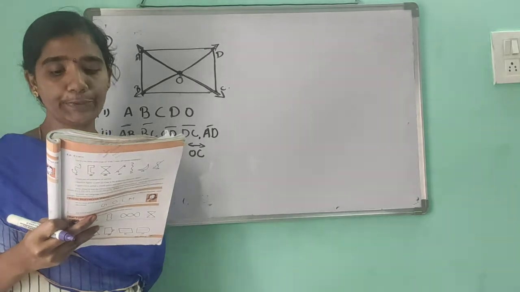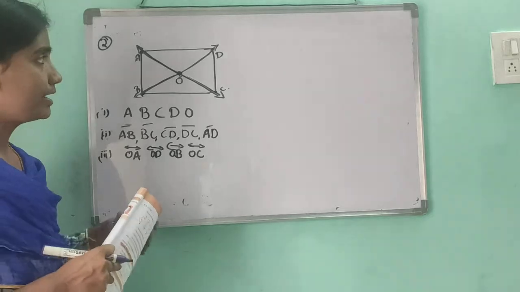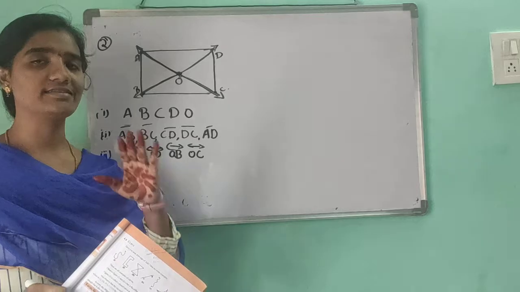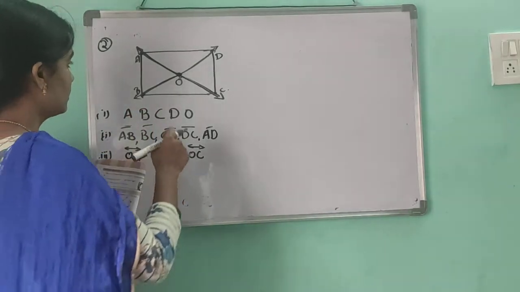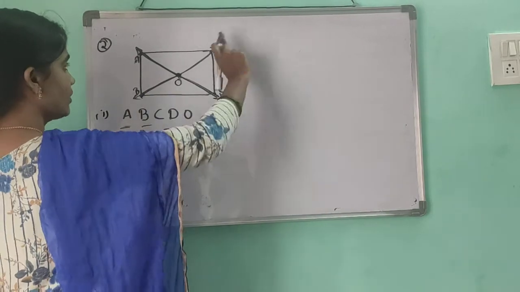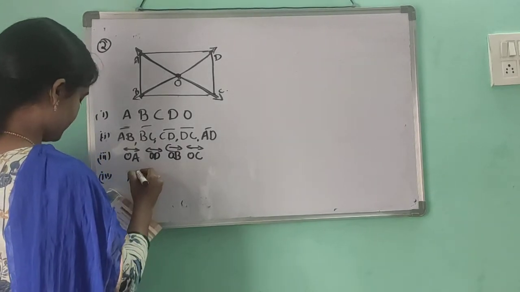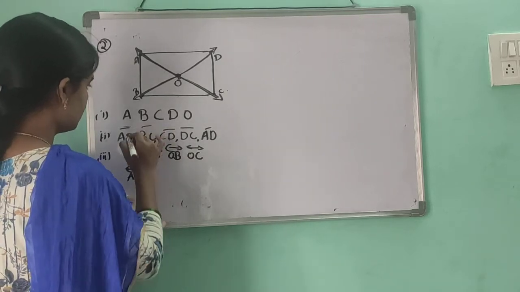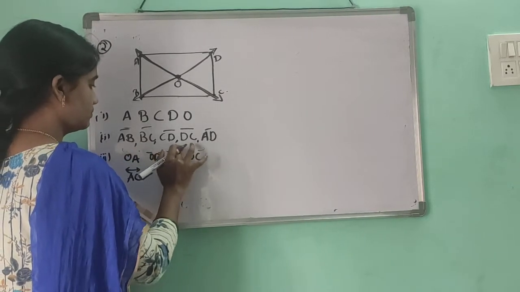Fourth one, any 2 lines. What is a line? We already know a line does not have any end. It does not have an end. So A to C, B to D. It does not have any end. Sorry, in this previous one, this is a mistake. Sorry.